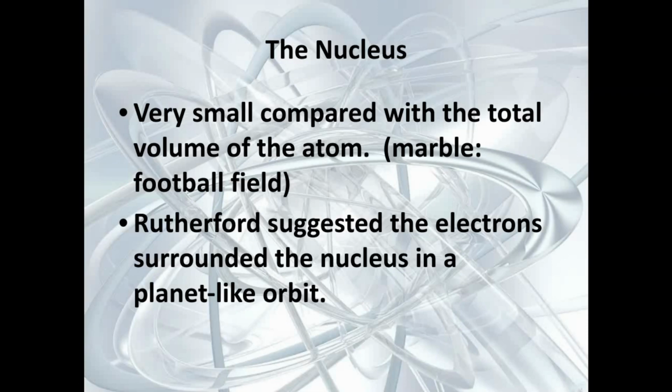Size comparison, if you think about a marble placed in the middle of a football field, that would be the equivalent of the nucleus to the whole size of the atom. And Rutherford at that time suggested that the electrons are going to orbit the nucleus like planets around the sun, which often is a way that is described for a basic model of the atom, but as we go further, we'll learn that it's a little bit more complicated than that.